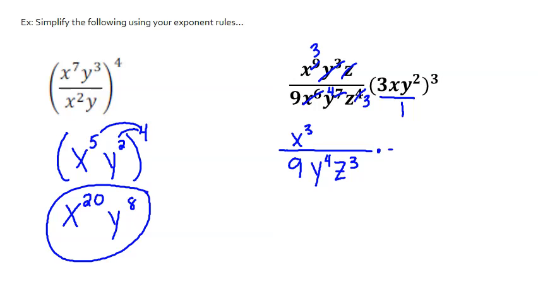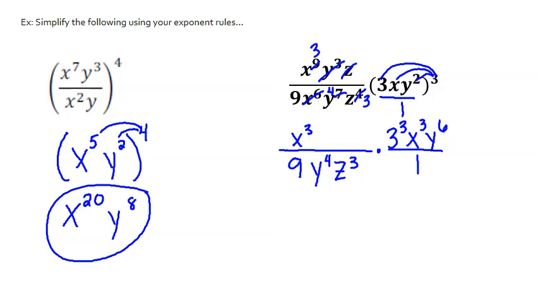And now I want to look at this fraction. So I'm going to put it over 1, so I have fraction times a fraction. So I'm going to distribute my power now to everything inside. So I'm going to have 3 cubed times x cubed times y to the 6th.